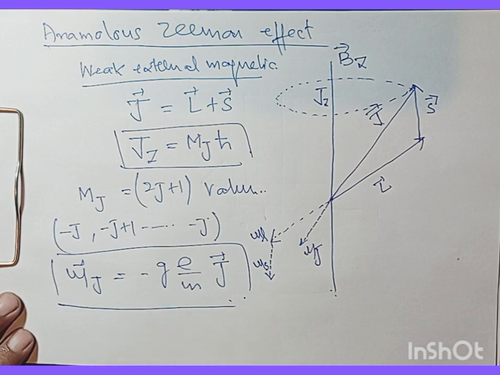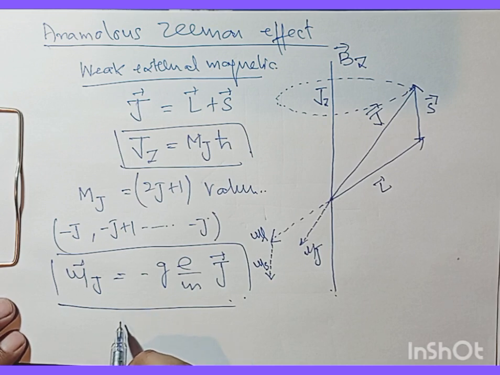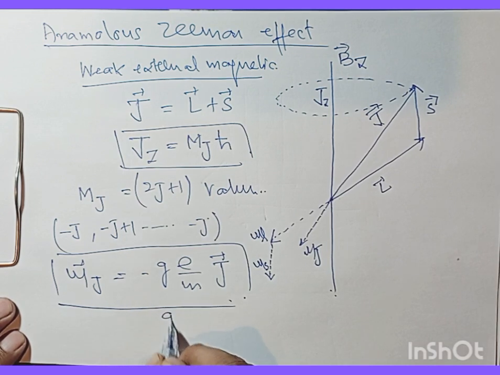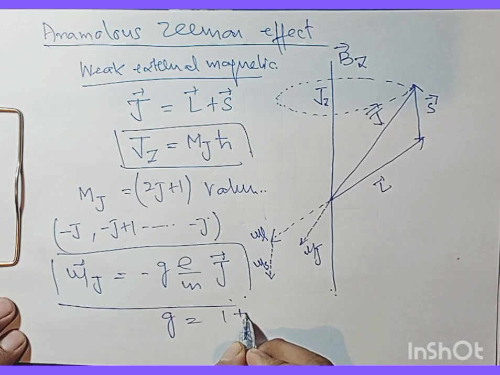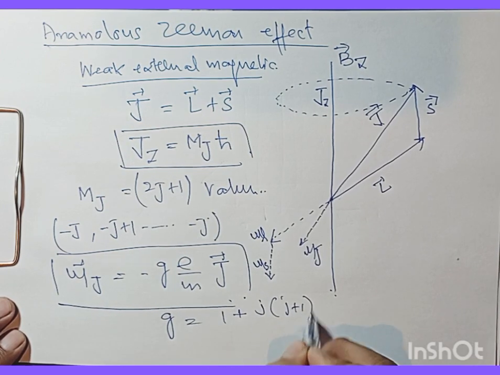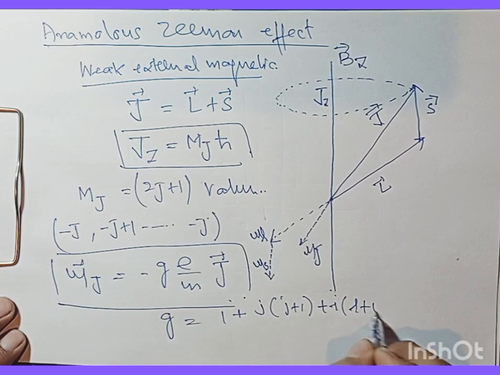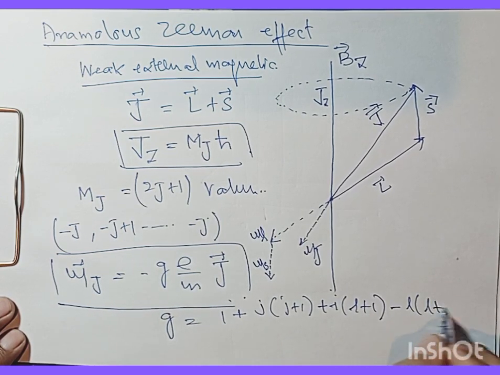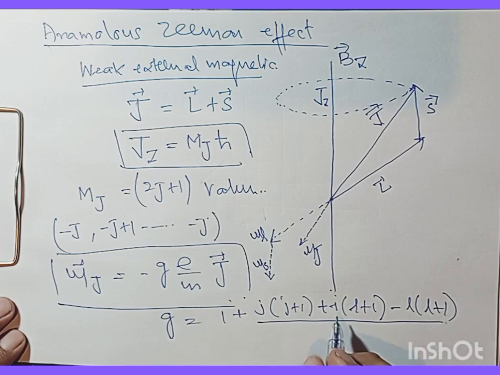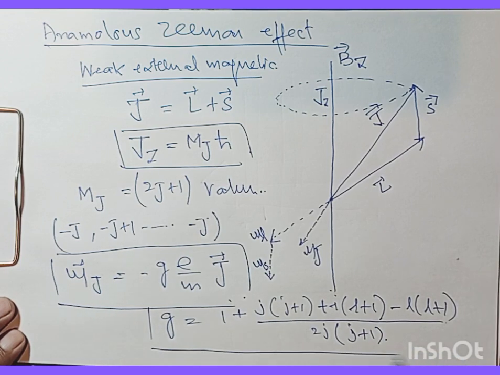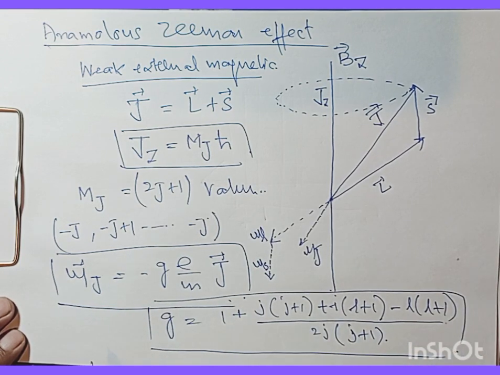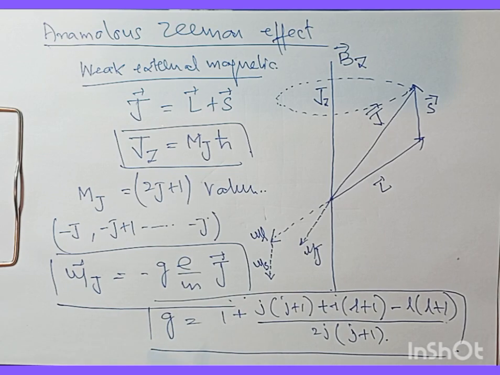The value of this Landé g splitting factor is G equals 1 plus J times J plus 1, plus S times S plus 1, minus L times L plus 1, whole divided by 2 times J times J plus 1. So this is our expression for the Landé factor, and this expression was already derived in one of the previous videos where we discussed the vector model of the atom.